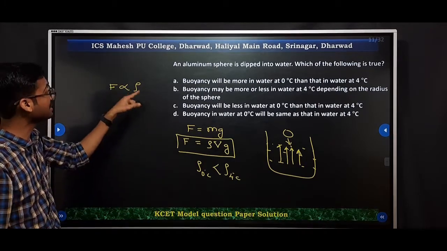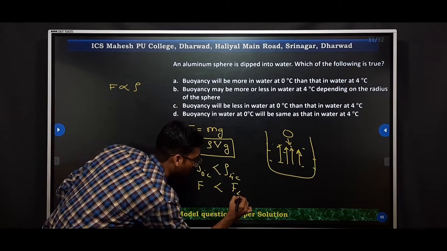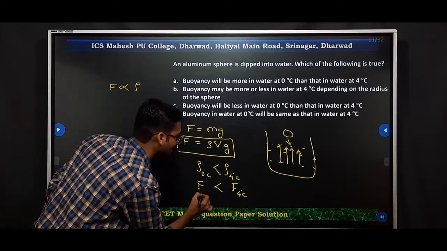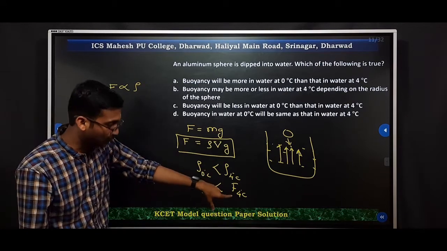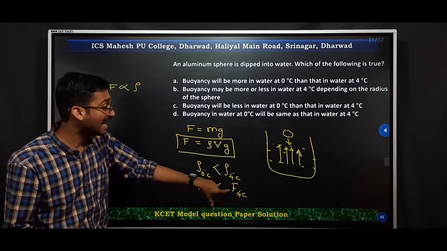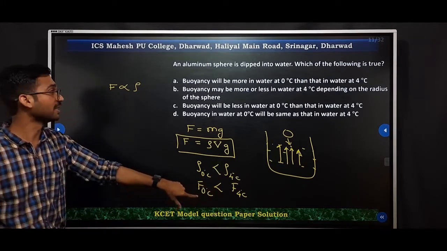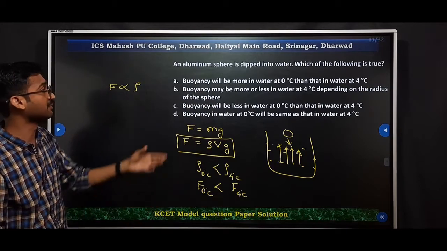If F is directly proportional to rho, I can rewrite the same equation: the force at 4 degrees Celsius will be more than at 0 degrees Celsius. Therefore, the buoyancy force will be greater at 4 degrees Celsius compared to 0 degrees Celsius. Therefore, check out the answer. Which one is the right one?